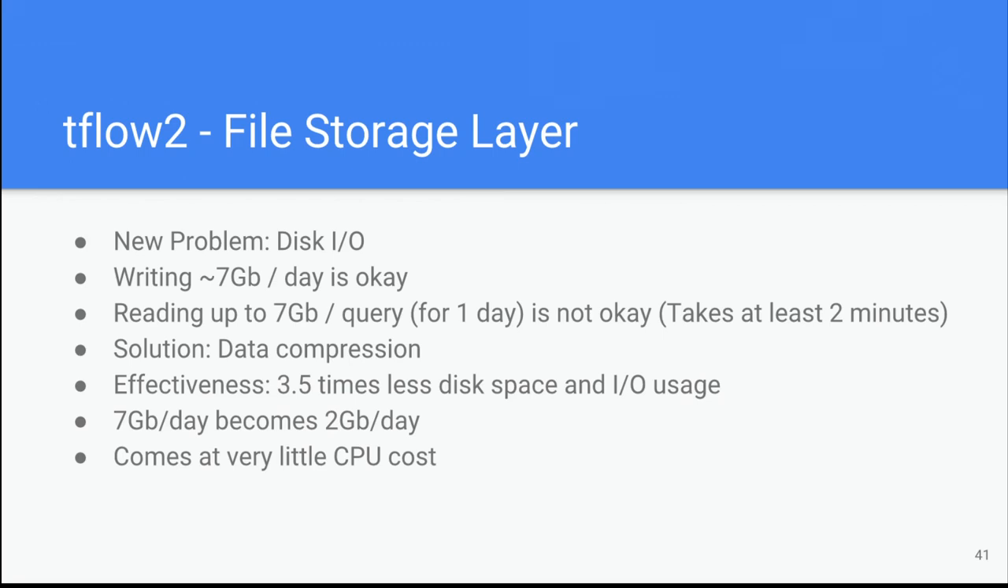And it turns out the effectiveness was increased by 3.5 times. So instead of 7 gigabytes per day, I was writing 2 gigabytes per day, which means when you query, it doesn't take 2 minutes, but roundabout 30 seconds to get a query done for a whole day, which I found quite good. And the CPU cost to do the compression and decompression was actually not very high. I wasn't able to see it in the CPU graphs at all on the server. It came at basically close to zero cost.